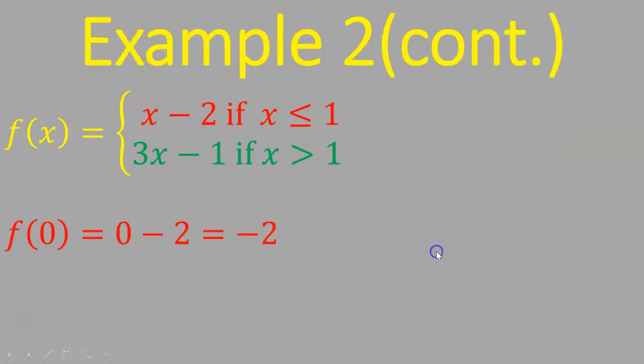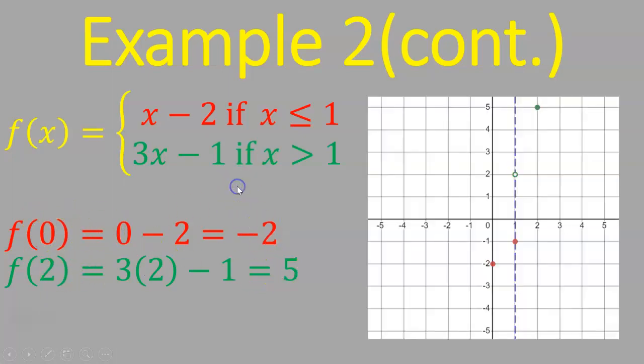So let's go from there. If we evaluate 0, now 0 is just the nearest point. You don't have to use 0, you could use anything, but 0 is close to 1, and we know that definitely belongs to the red. So f of 0 is negative 2. If we go on the other side of 1 to 2, and we evaluate the function with the green at 2, we get 2 new points, 0, negative 2, and 2, 5. So I plotted those points. 0, negative 2 is right here, and 2, 5 is there.